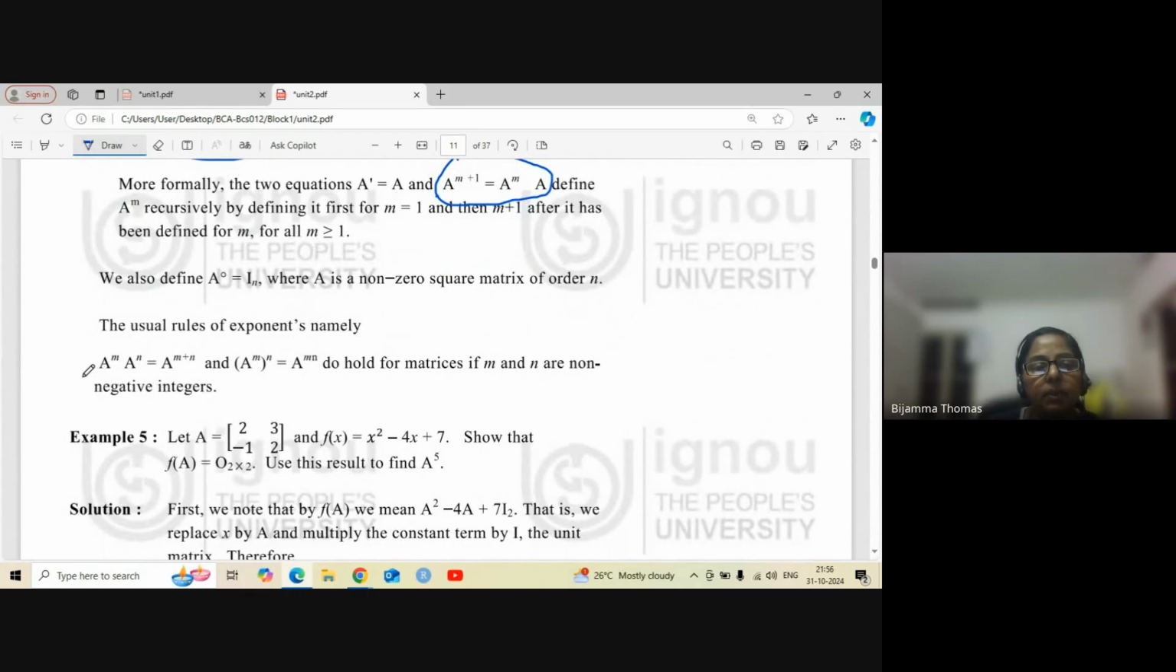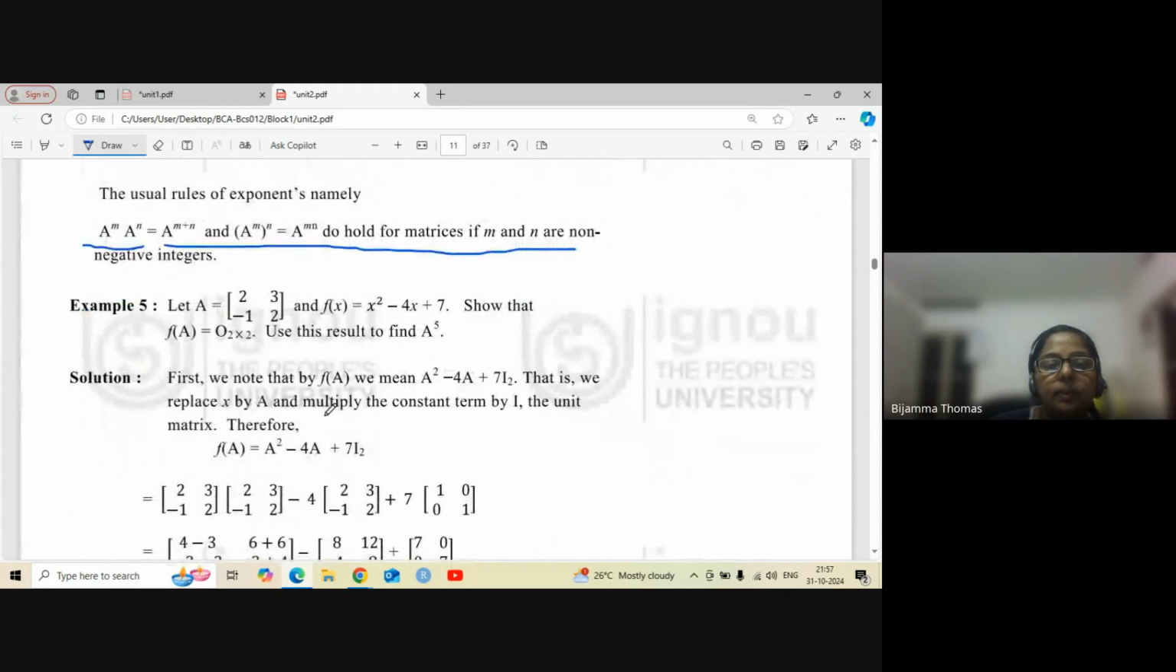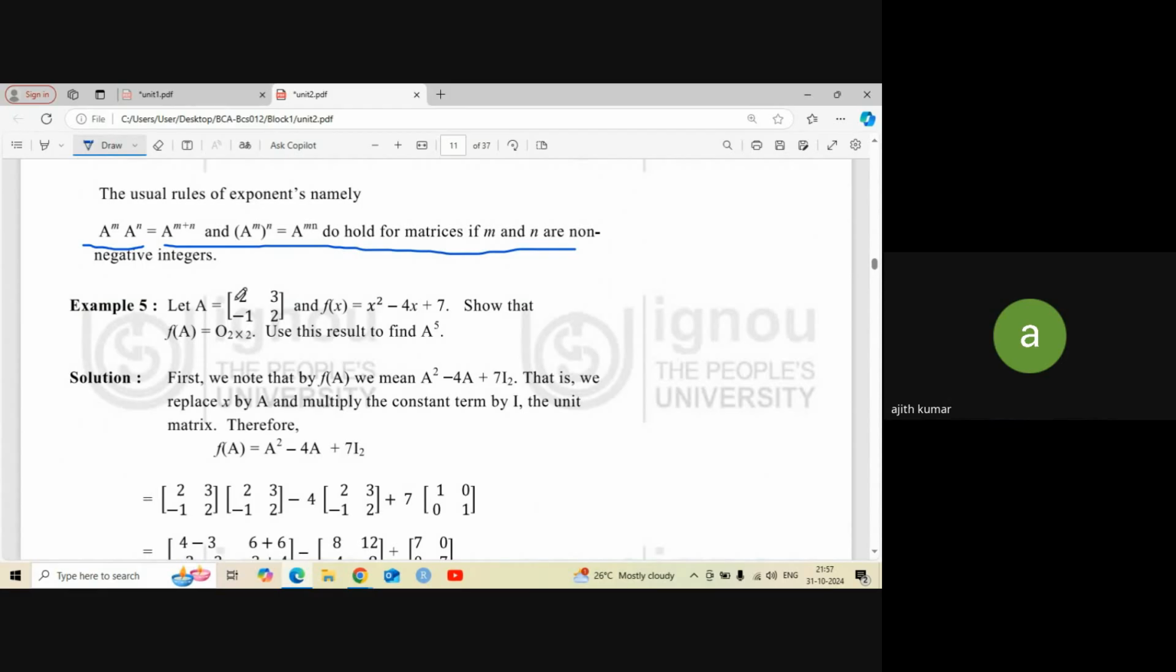That is, just as in the scalar case, this will be possible here too. A power m into A raised to n will be equal to A raised to m plus n. Then A power m raised to n will be equal to A power mn. These are the properties.